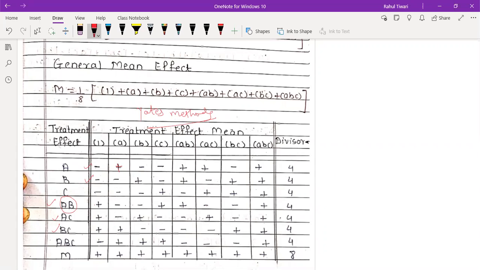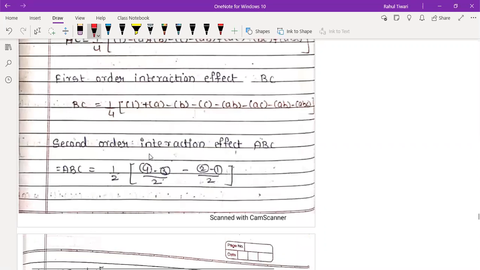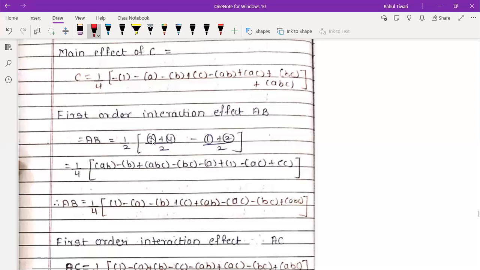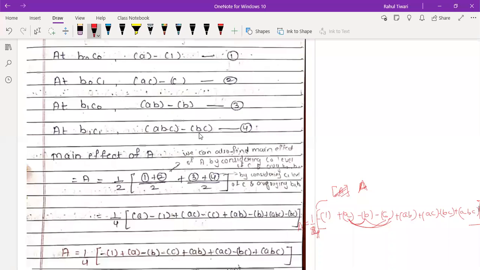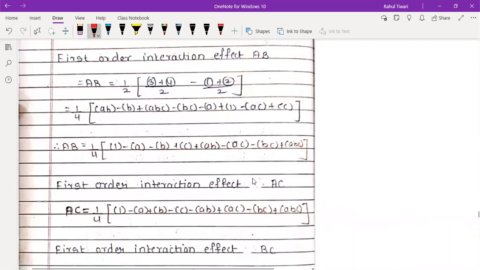So either you can go with this 8 method, or you can always remember that 3 plus 4 divided by 2, or 1 plus 2 divided by 2. That is basically this combination: 3 plus 4 minus the 1 plus 2, divided by 2. So whichever way you think, you can do it, no problem.